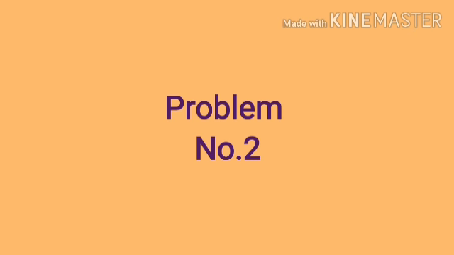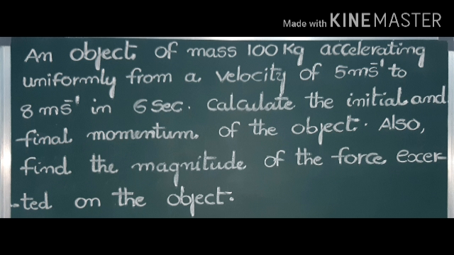Now second, problem number 2. An object of mass 100 kg accelerating uniformly from a velocity of 5 meter by second to 8 meter by second in 6 seconds. Calculate the initial and final momentum of the object. Also find the magnitude of force which is applied on the object.